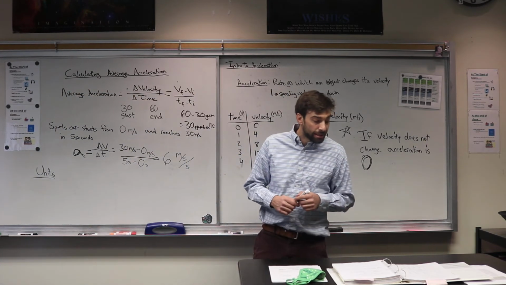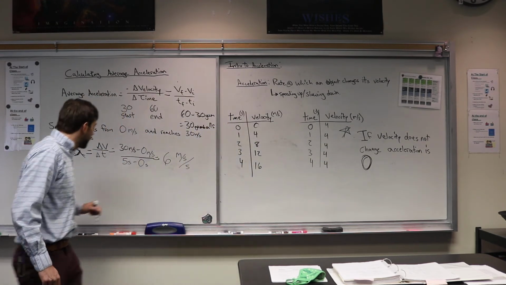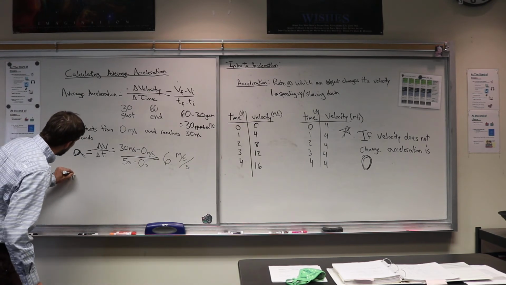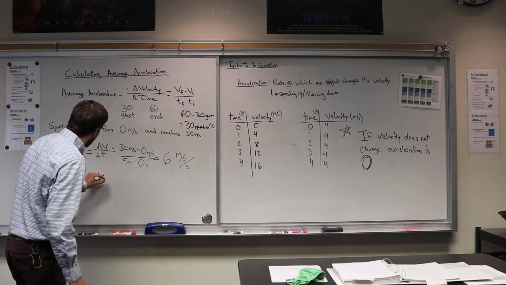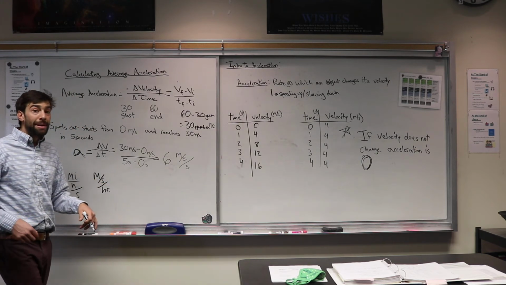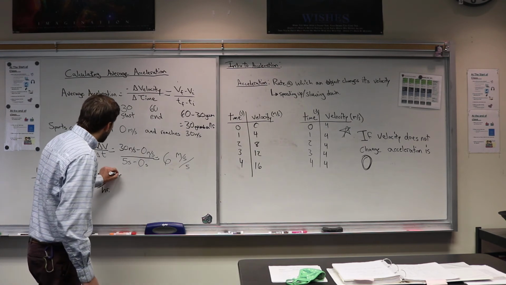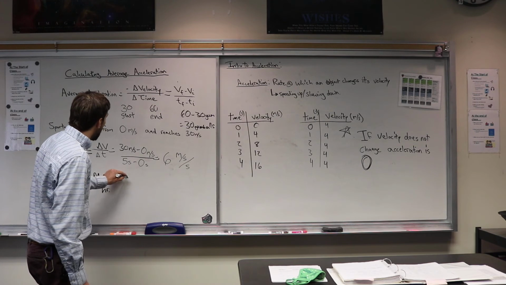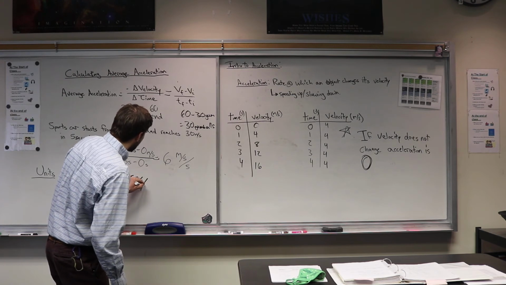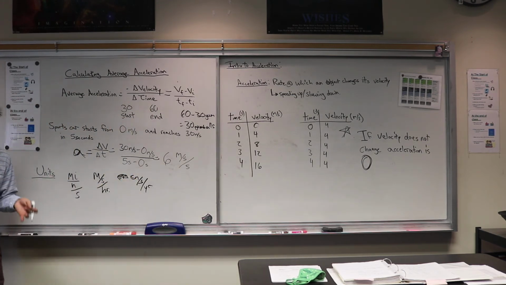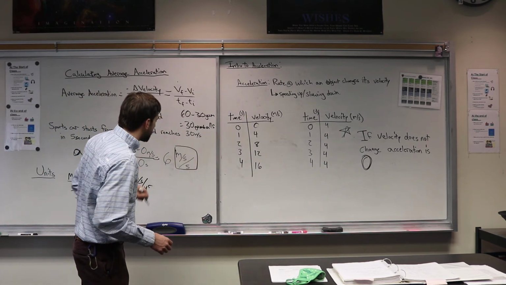Some other units. This is definitely the most common unit of acceleration. We could have miles per hour per second. We could have meters per second per hour. For maybe a glacier or a big sheet of ice that moves very slowly, we could have centimeters per second per year. All of those are acceptable quantities. We'll definitely be working mostly in this unit.